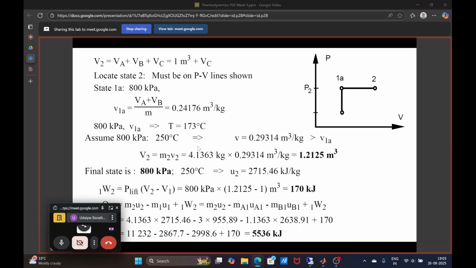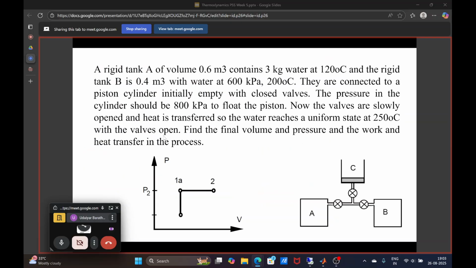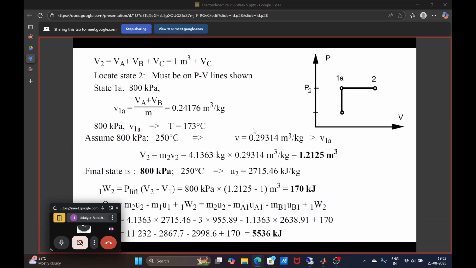So if you assume 800 kilopascal and 250 degrees Celsius, your volume is 0.29314 meter cube, which is greater than V1A. So we know the final temperature of the gases, which is 250 degrees Celsius. So the specific volume is 0.29314 meter cube per kg.